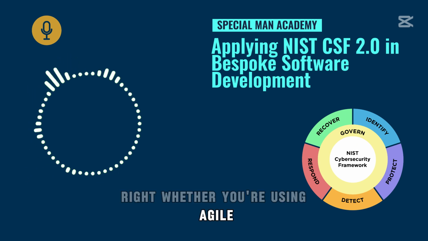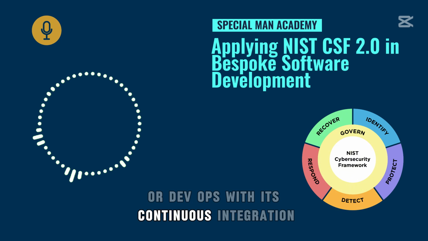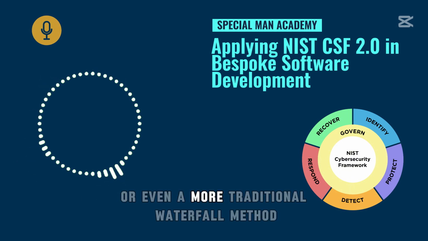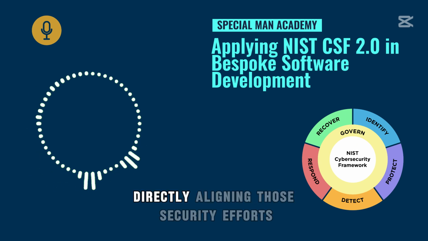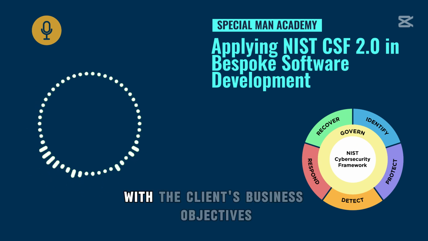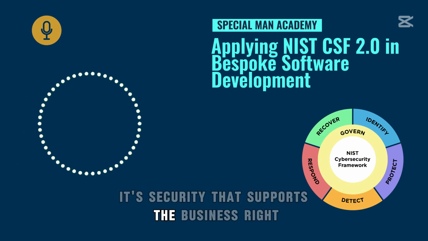Whether you're using Agile, which is all about those iterative cycles, or DevOps with its continuous integration, or even a more traditional waterfall method, the NIST CSF can work. Exactly. And it does this by directly aligning those security efforts with the client's business objectives. It's not just security for security's sake. It's security that supports the business.